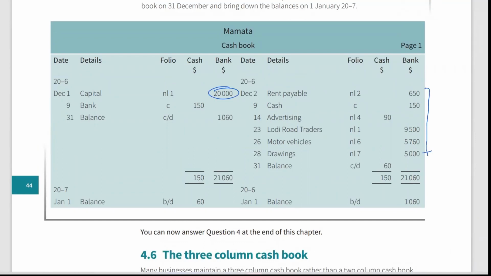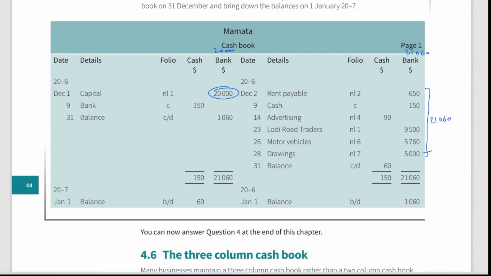If you total all of that, the debit side of the bank account is 20,000, and the credit side is how much? It was 19,060, and now it's going to be 21,060 because you have 2,000 more. Please check. Yeah, I think that's right. 21,060. So the credit side is 21,060.